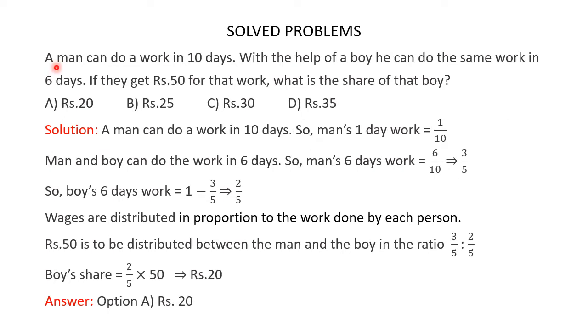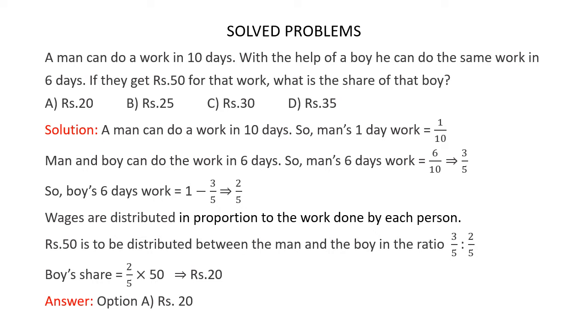A man can do a work in 10 days. With the help of a boy, he can do the same work in 6 days. If they get rupees 50 for that work, what is the share of that boy? You're given 4 options here and you have to find out which of these options is the correct one.